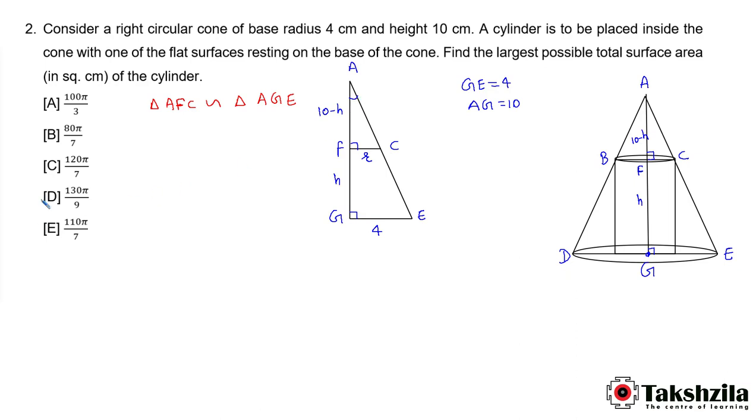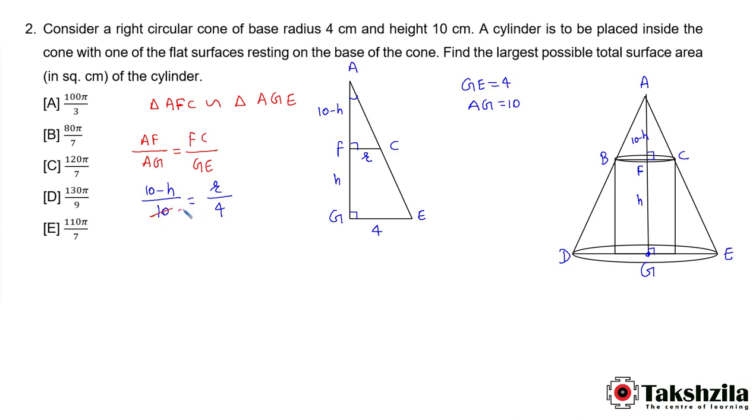So over here what we can conclude is the length of AF divided by the length of AG is equal to the length of FC divided by the length of GE. So if we solve this further, we get 10 minus H divided by 10 is equal to the length of FC, small r, divided by the length of GE, which is 4. So let's solve this further.